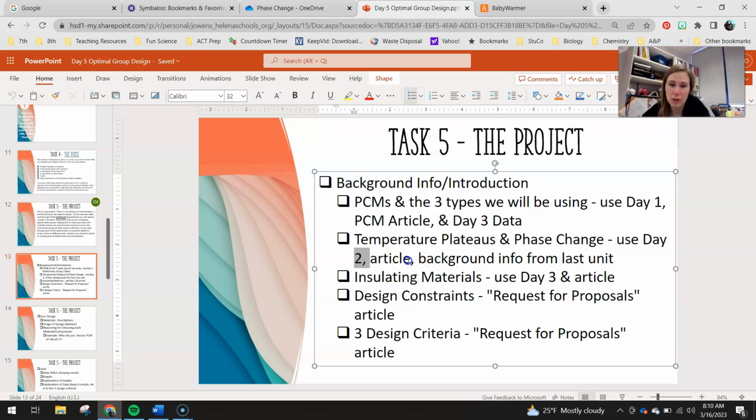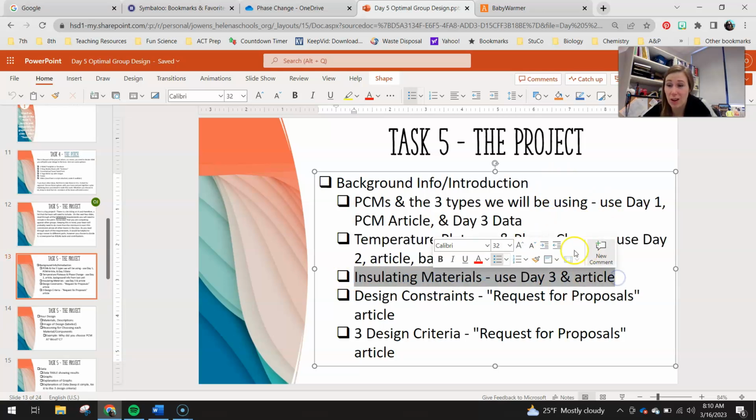Okay, you guys had an article that you read on day 2 about temperature plateaus, so you guys can refer back to that. And then as far as phase change goes, you guys had a whole unit that we just studied that you can go back and take a look at as well. Okay, insulating materials, again, we had a day dedicated to that.